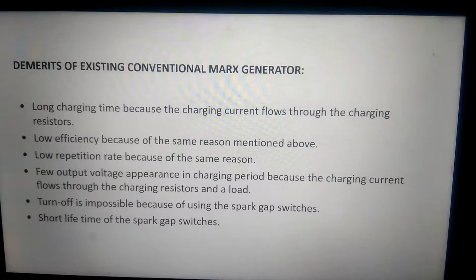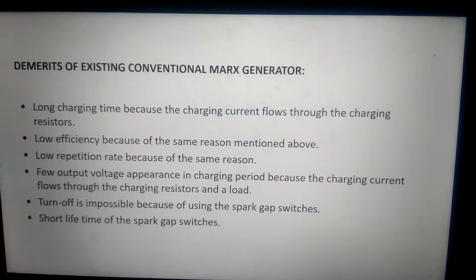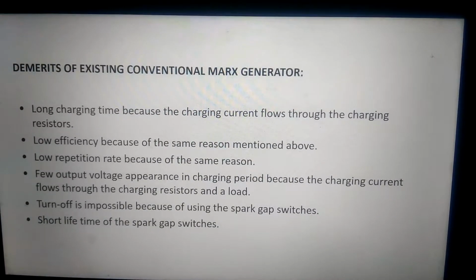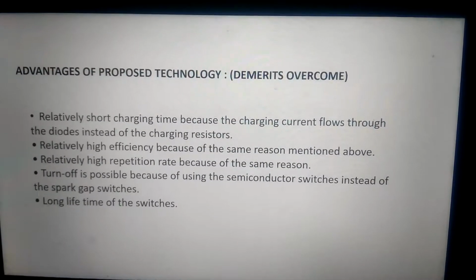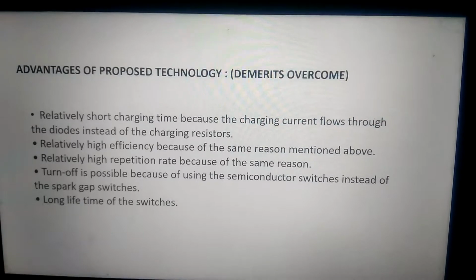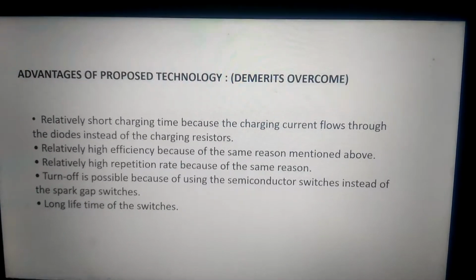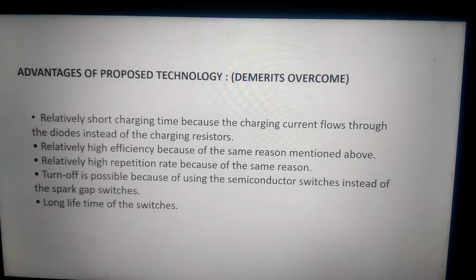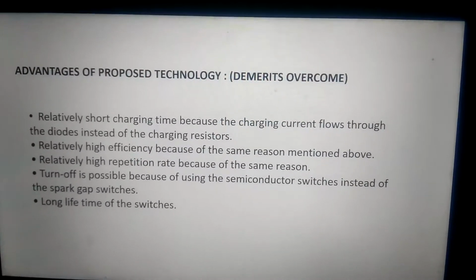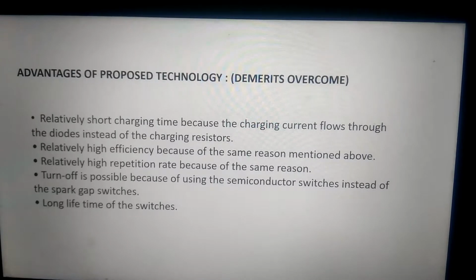These are some of the demerits I just explained. That is the few output voltage appearance in the charging period, because the resistors are used in between spark gas switches. And these are the advantages of the proposed technology, which is the modern Marx generator. By using the capacitors and by using the diodes instead of the resistors, the charging time will be relatively low, and also it has high efficiency and high repetition rate.